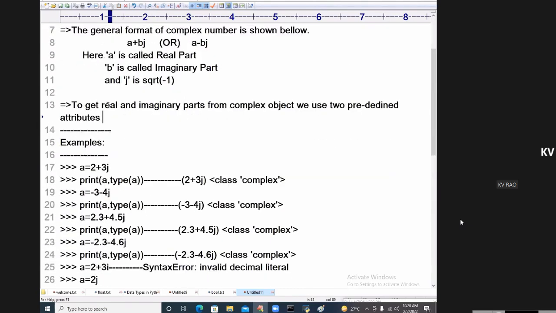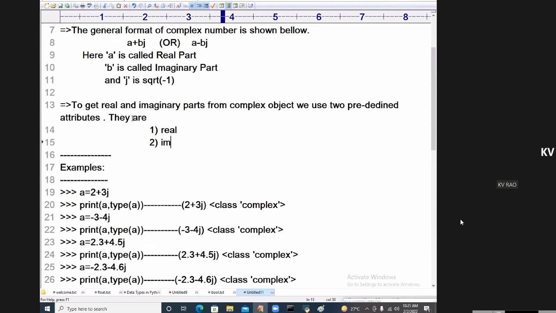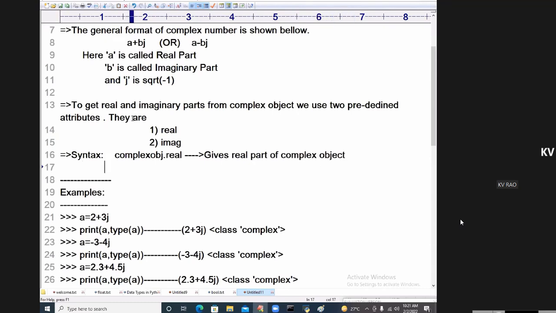To get real and imaginary parts from a complex object, we use two predefined attributes. The first one is real, and the second is imag. What is the syntax? complex_obj.real gives the real part of the complex object. complex_obj.imag gives the imaginary part of the complex object.